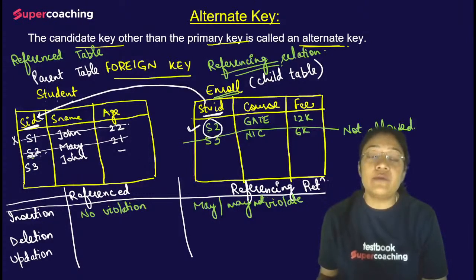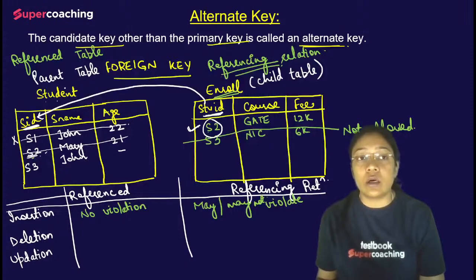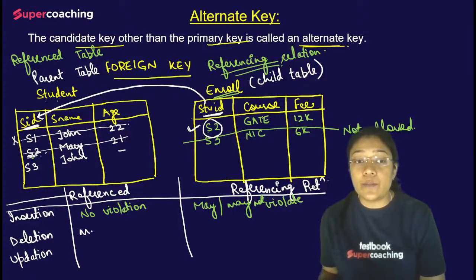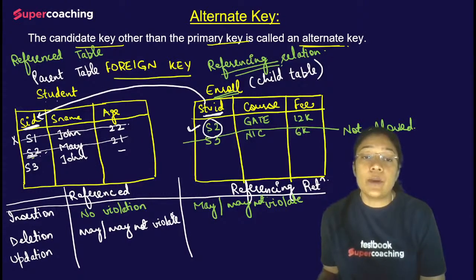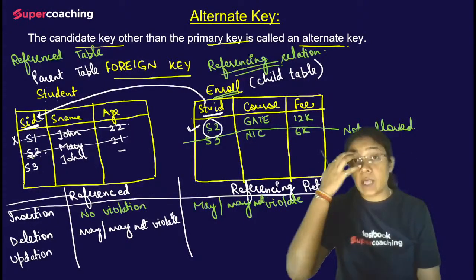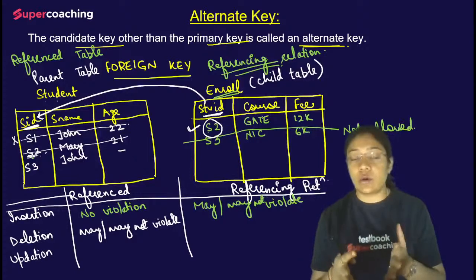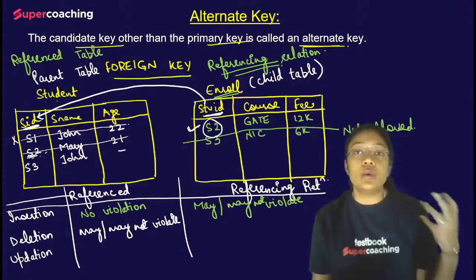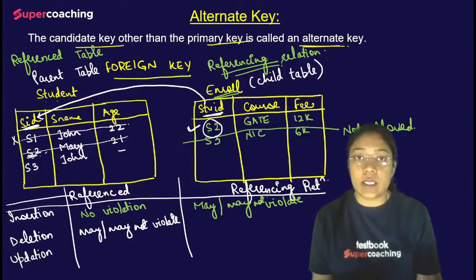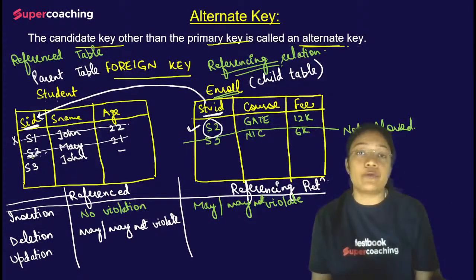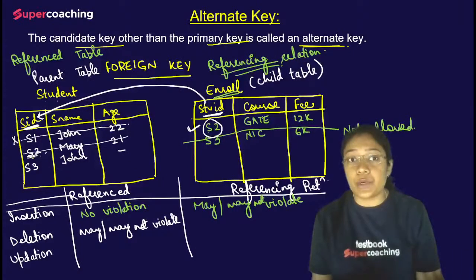That means when we are performing the deletion on the reference relation, it may or may not violate the rule. Whenever a violation happens, there are a few steps. Sometimes your system has a constraint that if any violation is taking place, then you are not supposed to perform that operation. The system won't allow you to perform that operation.